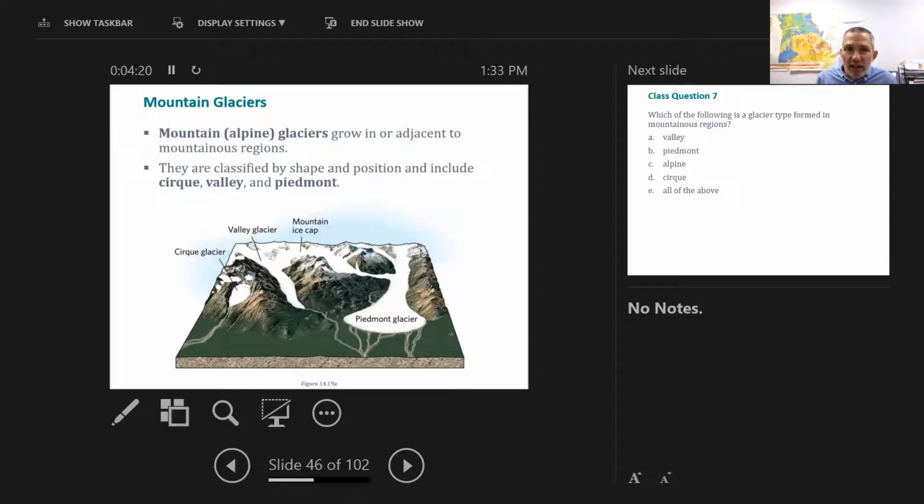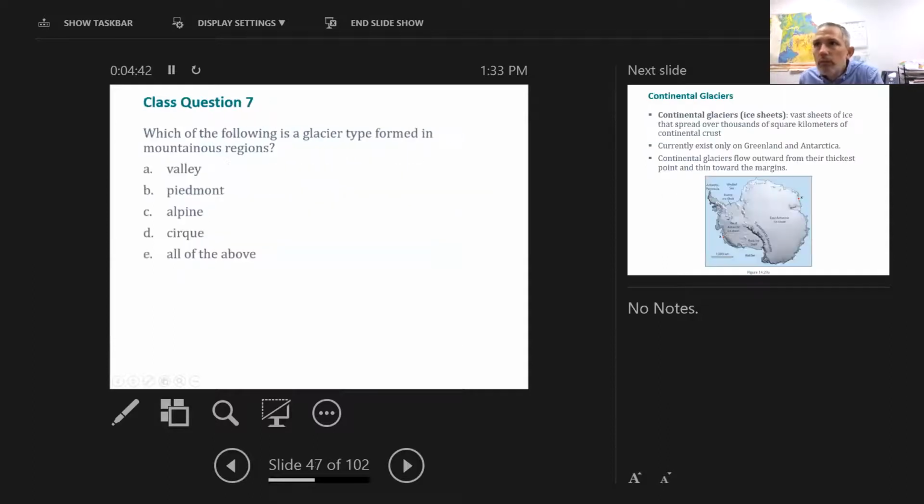And then also valley glaciers, which are also in those mountainous regions in between individual mountaintops. And then finally, where glaciers end up moving out of the mountainous region, they're still flowing. And when they open up into these little hills, pediments, Piedmont glaciers is what they're called. So which of the following types of glaciers are formed in mountainous regions?